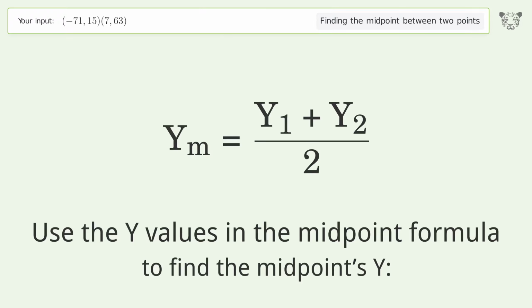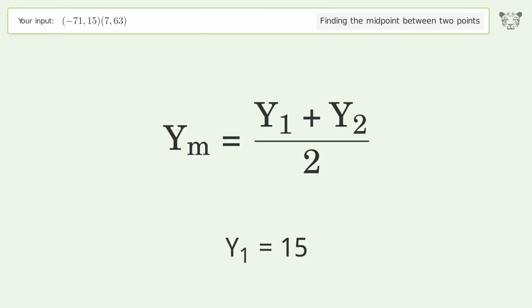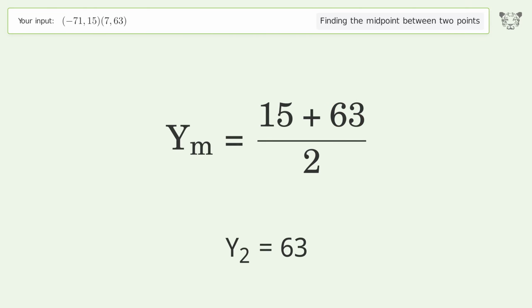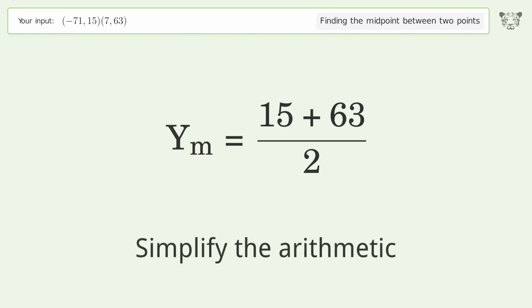Use the y values in the midpoint formula to find the midpoint's y. y1 equals 15. y2 equals 63. Simplify the arithmetic.